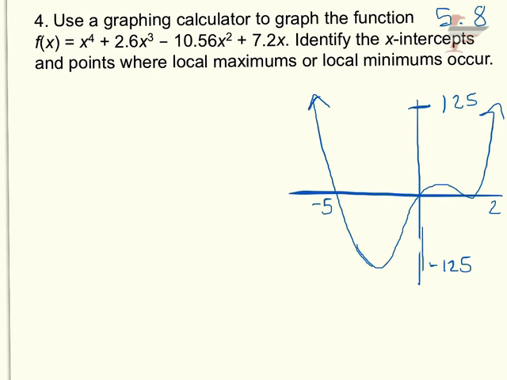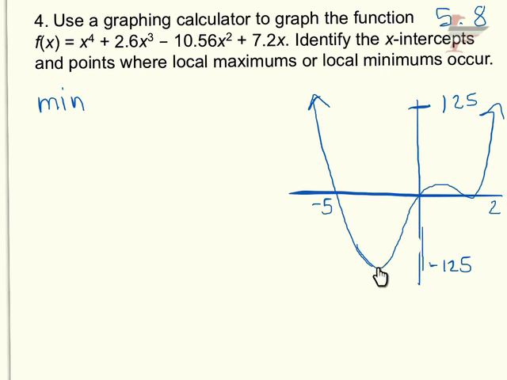And then remind yourself that you're going to go to calculate, and if you don't remember how to do this, go read the directions or rewatch the videos that go through the motions. So you're going to go to calculate and you're going to choose minimum. Okay, and then when you choose minimum, it's going to ask you for a lower bound and an upper bound, or a left bound and a right bound.